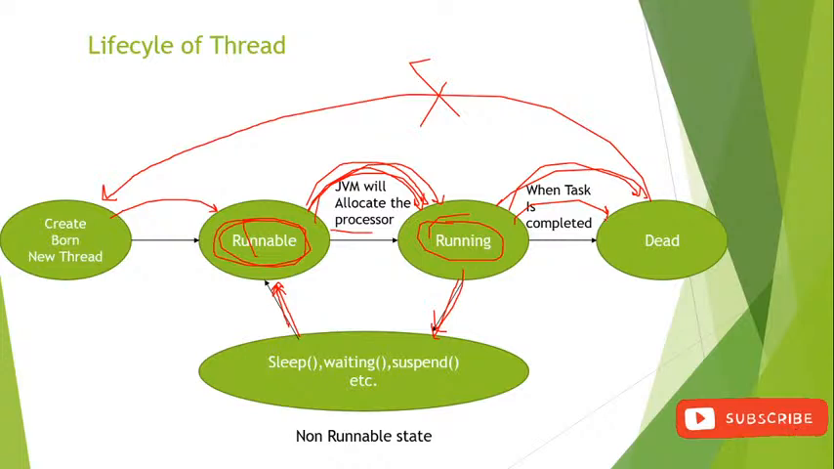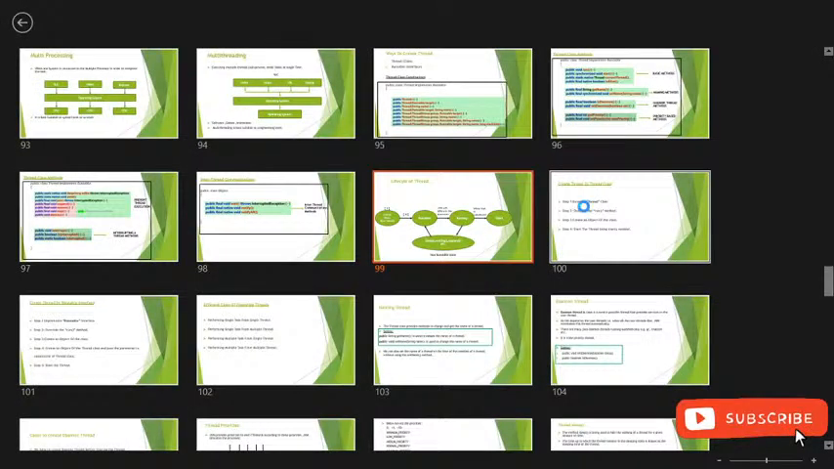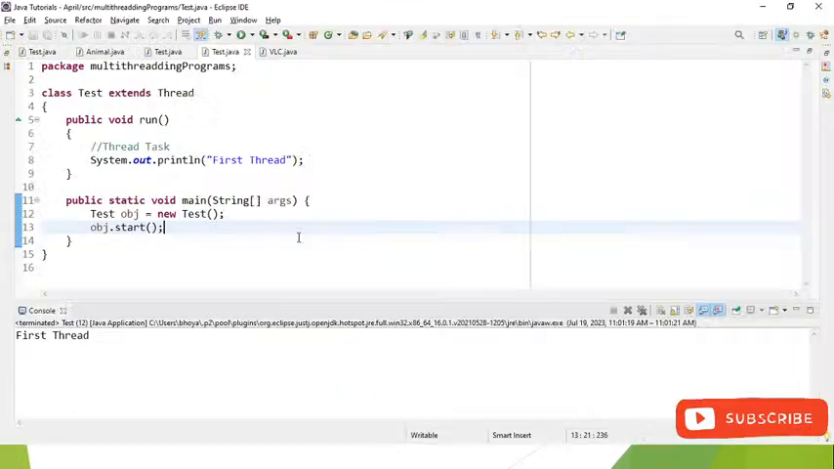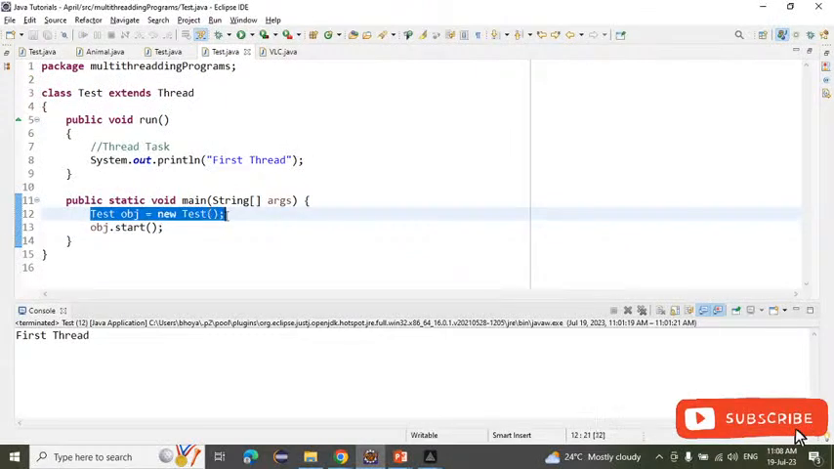Now here, 3 and 4. Why did I write 3 and 4 here? Suppose you are seeing the steps here. What is our third step? That is creating an object of the class. So here we are creating the object of the class, and here our thread is created, or our thread is born. This is the first phase of our thread.